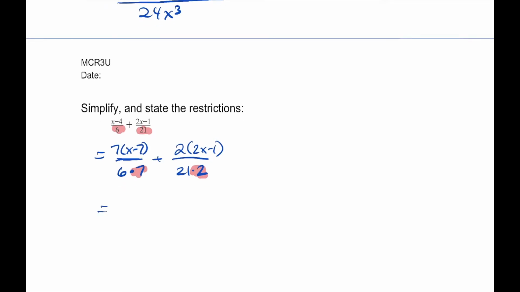So now we go off and expand and simplify this. Here I'll just keep these 2 separate fractions for now. Sorry, I just miswrote this. It should not be x minus 7, it should be x minus 4. So this is going to be 7x minus 28 all over 42 plus 4x minus 2 all over 42.